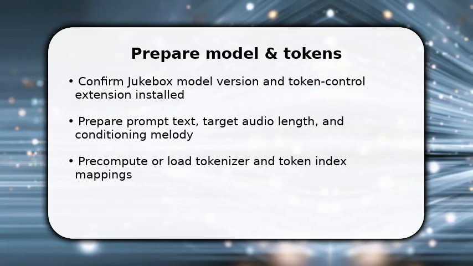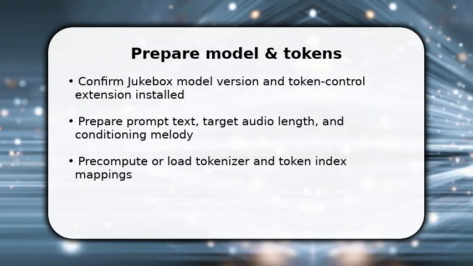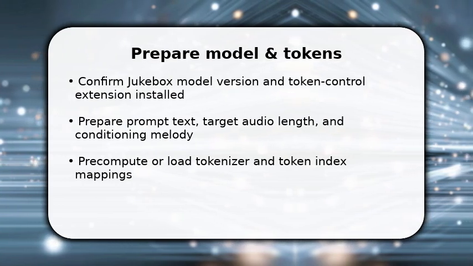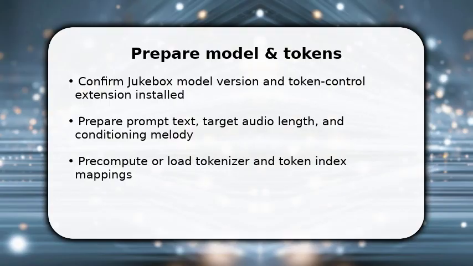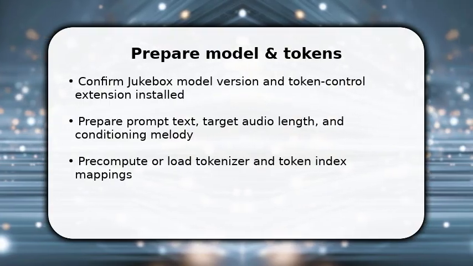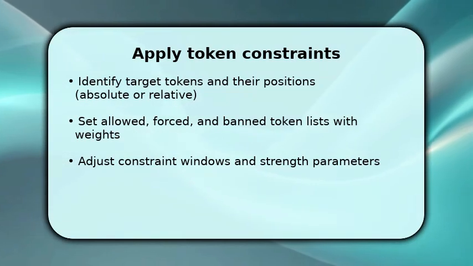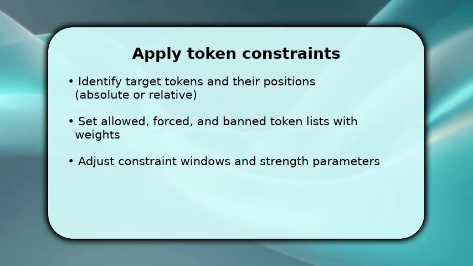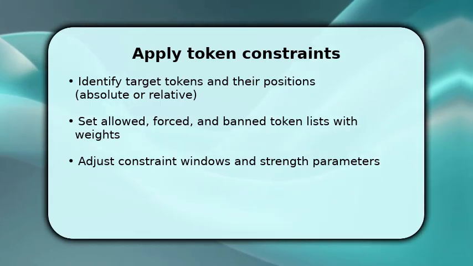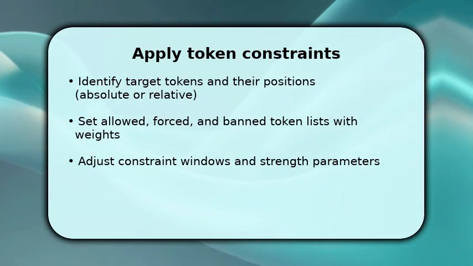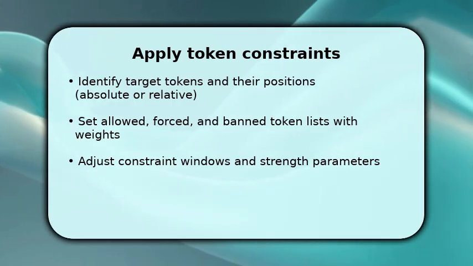Once done, set your desired output length and sampling temperature so the token control will operate predictably when you apply constraints. You now map the words or musical motifs to token ID and decide where they should appear. Absolute positions lock tokens to time steps, while relative positions follow structure. Then configure allowed, forced, and banned token lists.